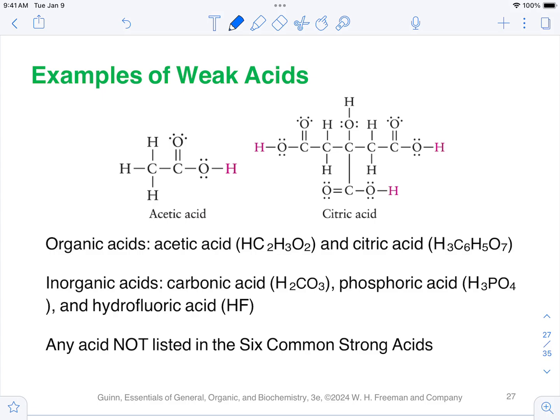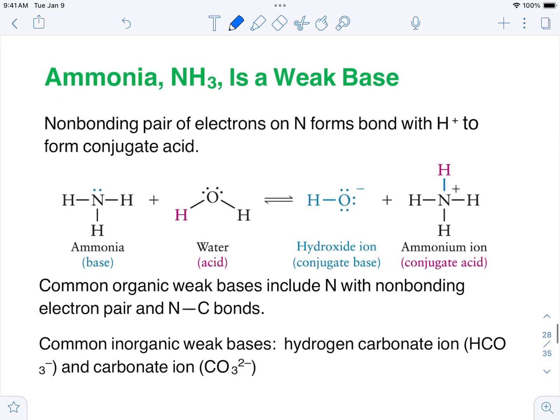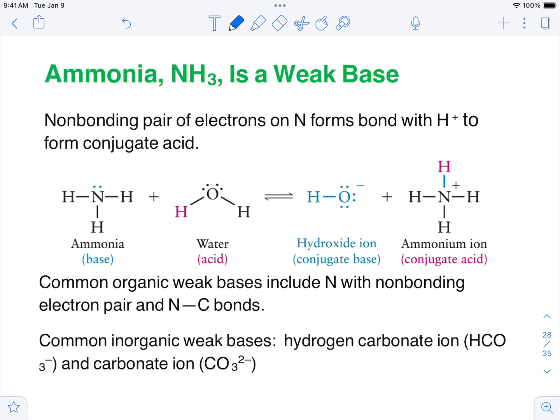There are examples here of weak acids, inorganic and organic, but really anything that is not a strong acid is a weak acid. You have 6 strong acids, and all the other acids are weak. Same thing with bases. If it's not a strong base, it is a weak base.